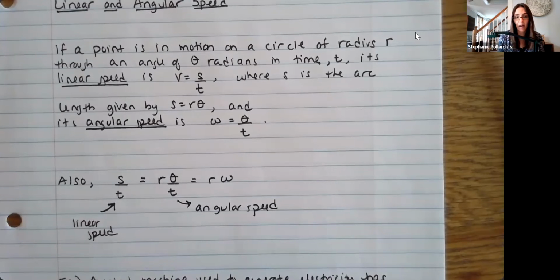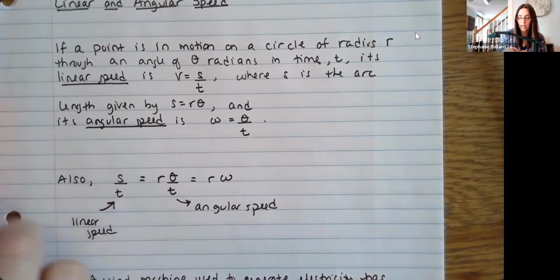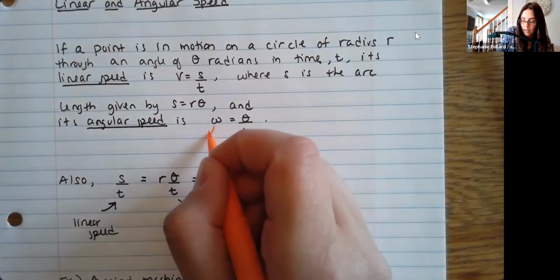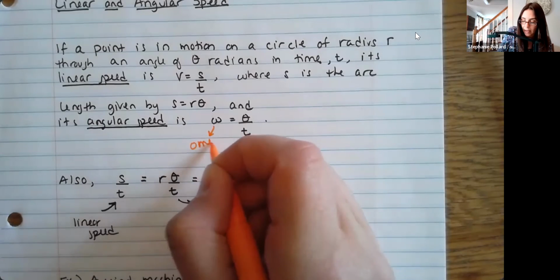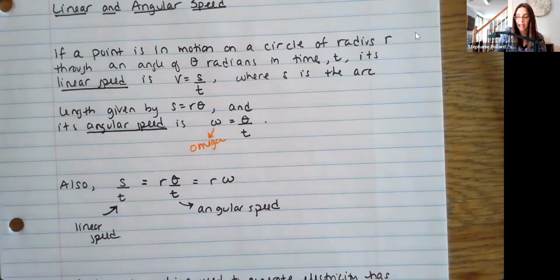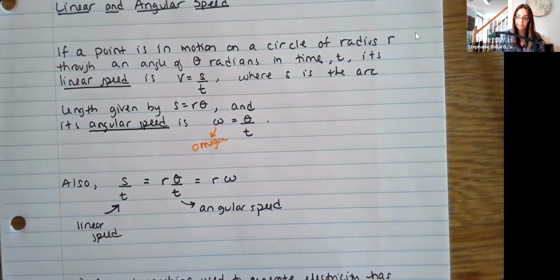Again, t is time. And it also has an angular speed, which has to do with revolutions, how many times it's going around the circle per minute, per second, however it is. And that's given by this here. This is a Greek letter. It looks like a W. It's actually a Greek omega. And that's given by the angle theta over time.